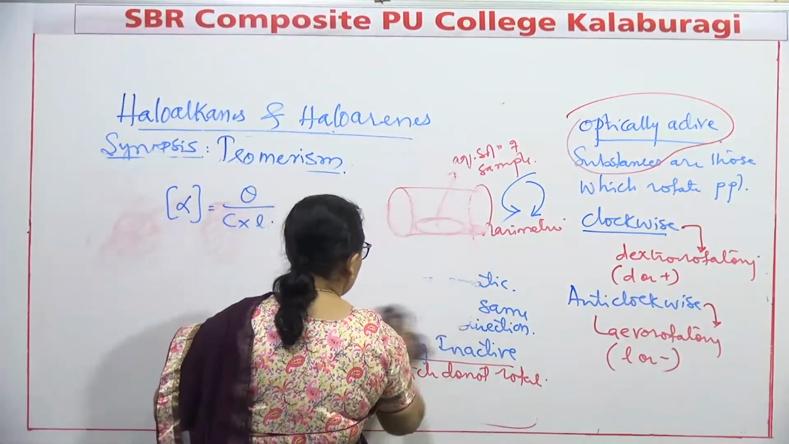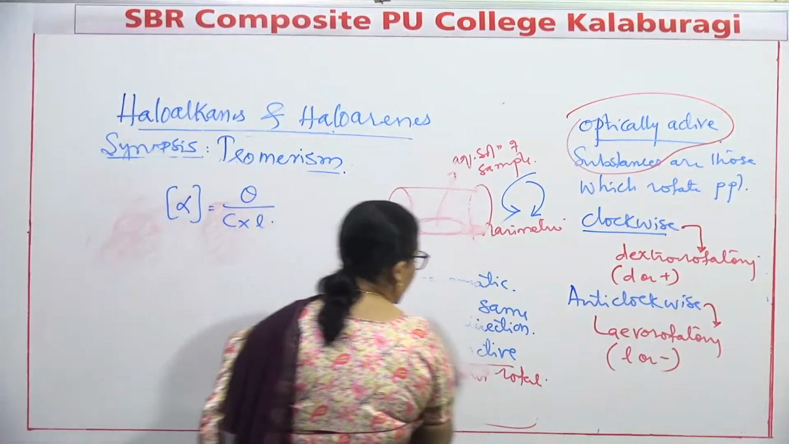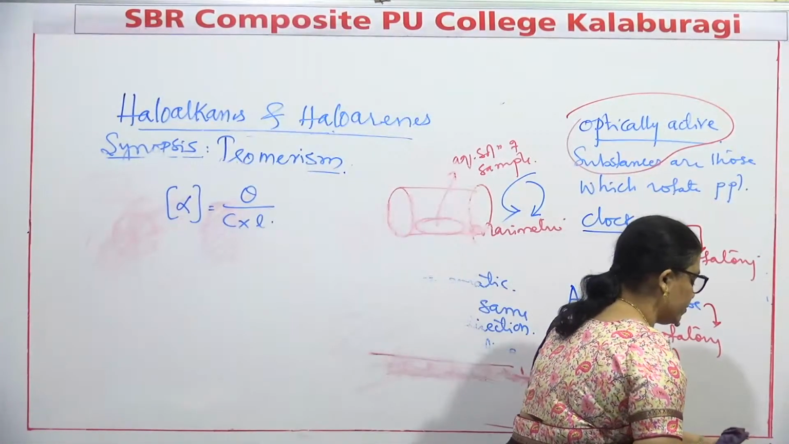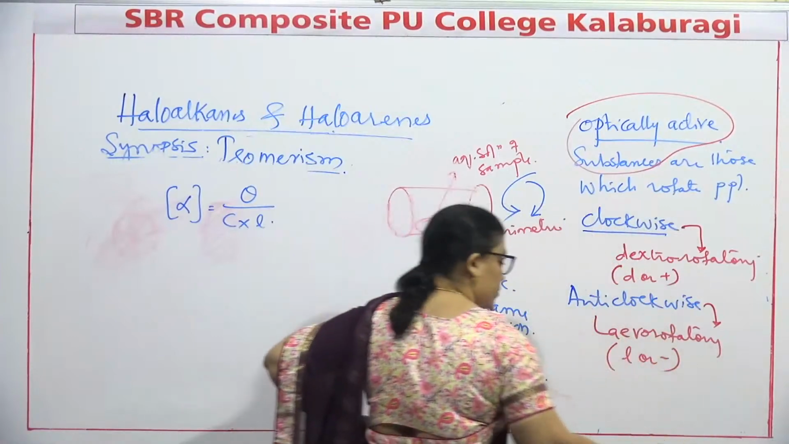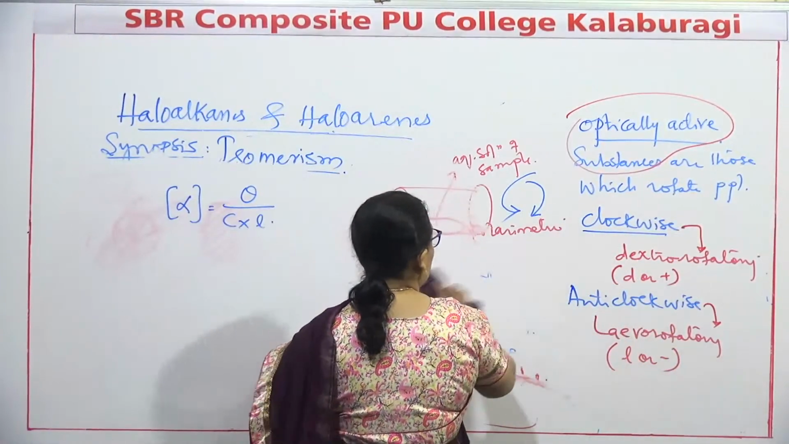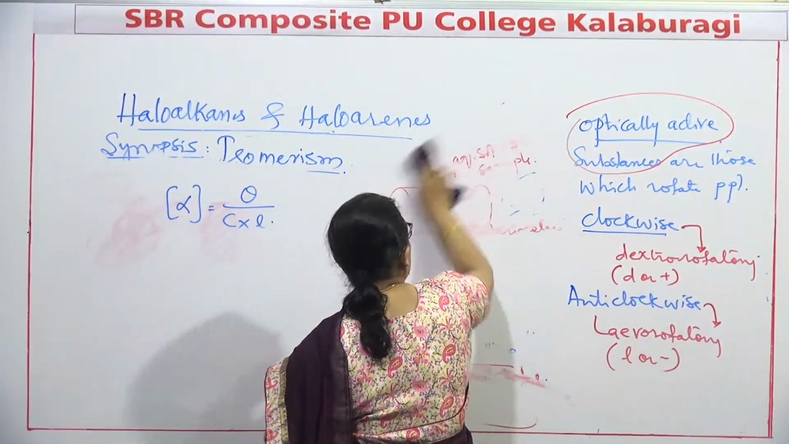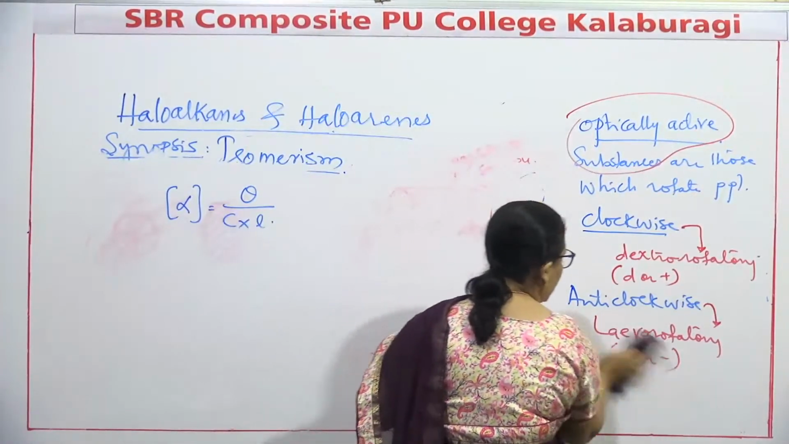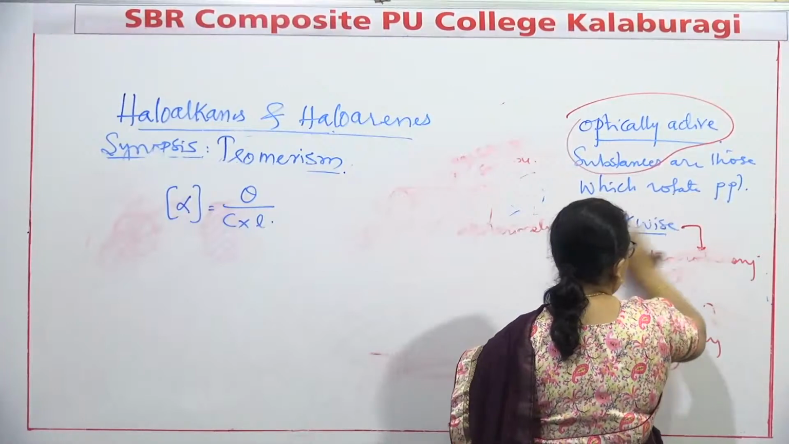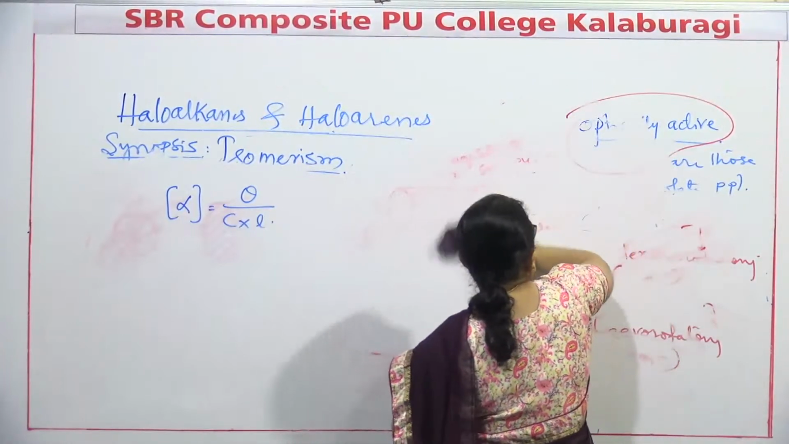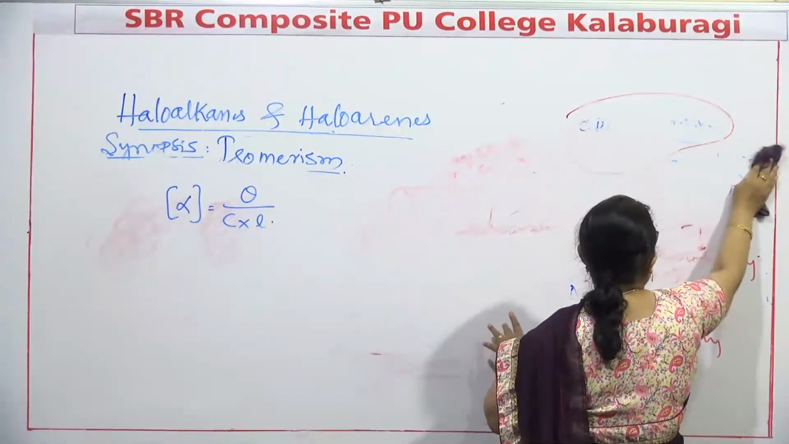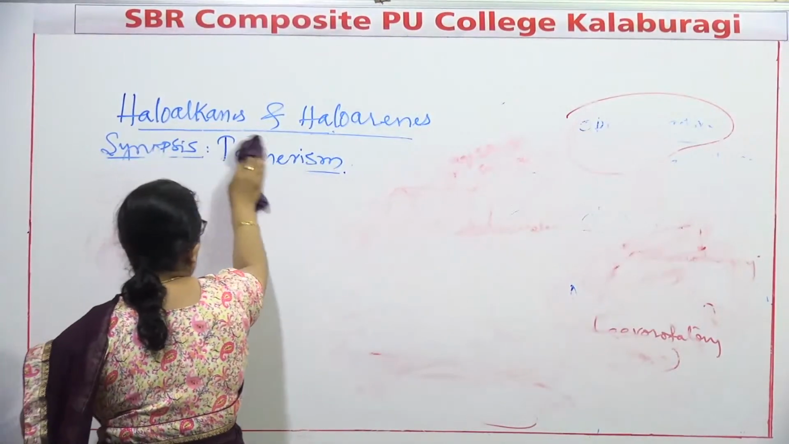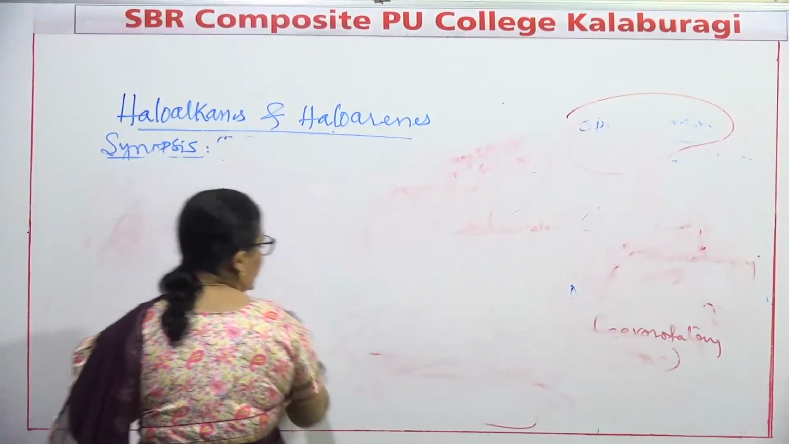Why are certain compounds able to rotate plane polarized light while some are unable to rotate? What is the reason? The reason is that the molecule must be asymmetric. Asymmetric means different; symmetry means same. If the molecule contains an asymmetric structure, it is able to rotate plane polarized light. They are able to rotate what, children? Plane polarized light.